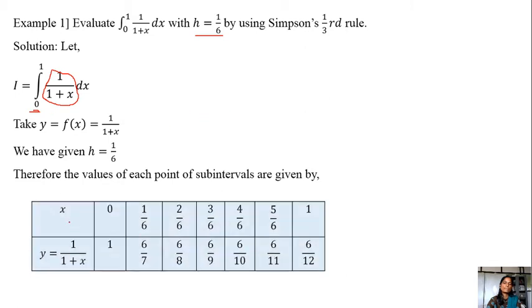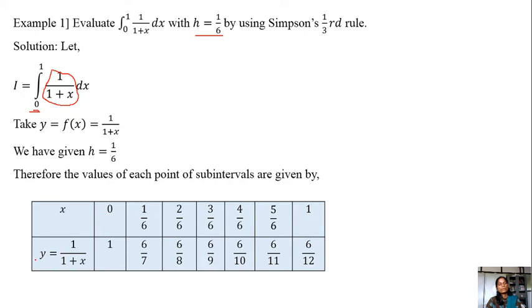So see carefully, we have prepared this table here. The very first row is for the argument. So the initial argument is 0, next will be 0 plus h, that is 1 by 6, then 1 by 6 plus 1 by 6 is 2 by 6, 3 by 6, 4 by 6, 5 by 6, and last is 6 by 6, and that is your 1.